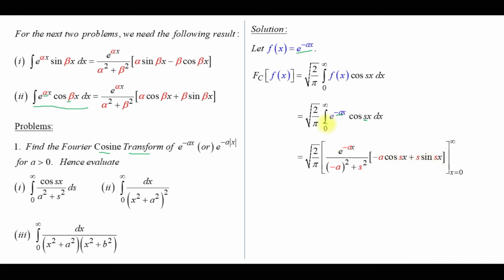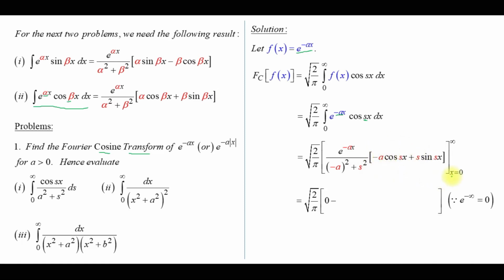The limit is x equals 0 to infinity. Applying the upper limit, when x equals infinity, we get e^(−infinity). What is the value of e^(−infinity)? It is 0. Therefore the upper limit is 0, since 0 into anything is 0.